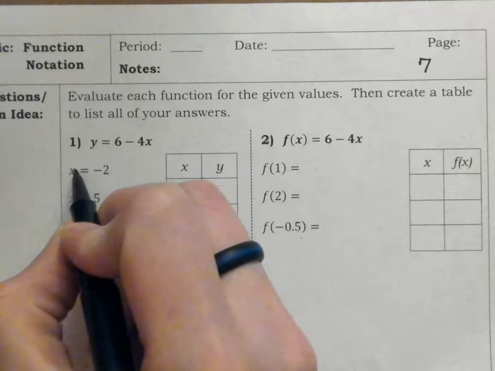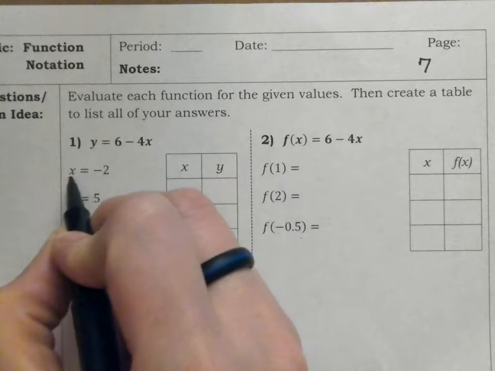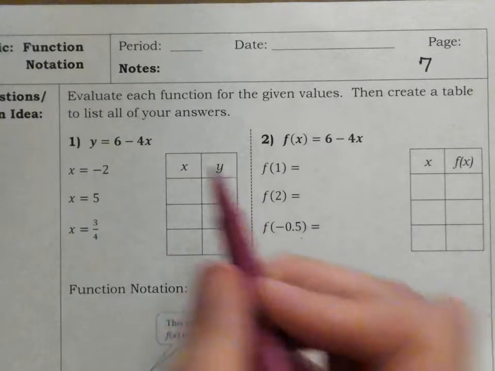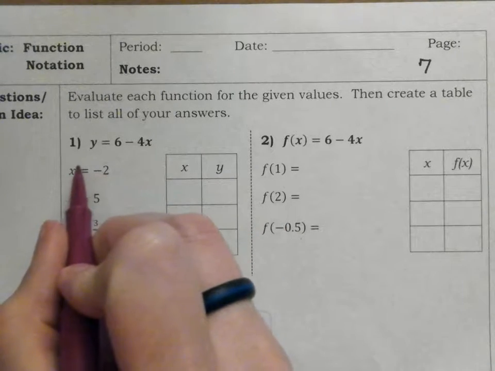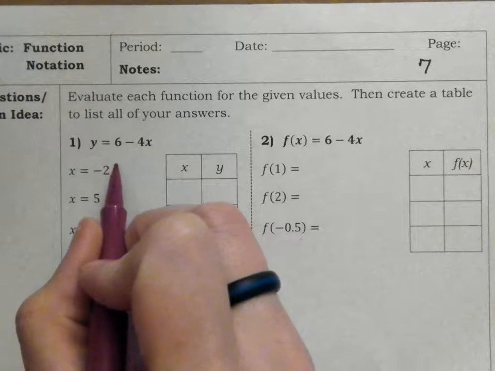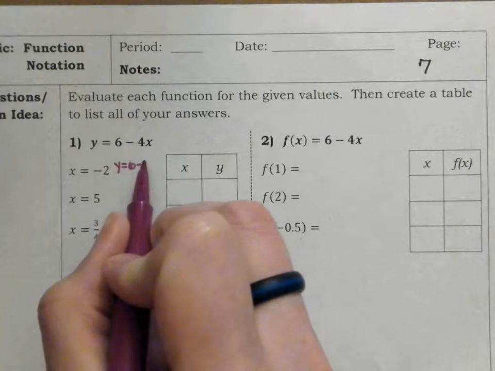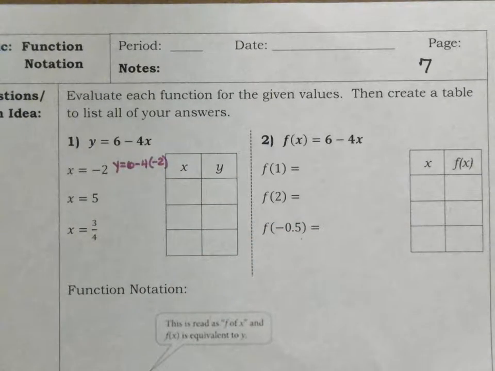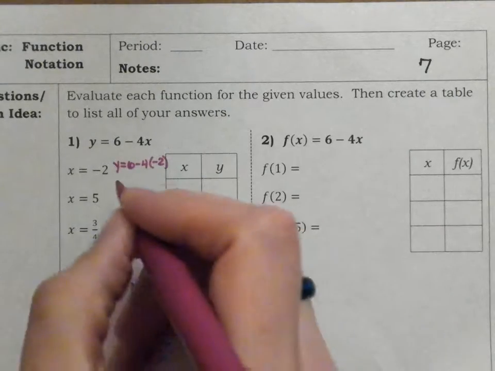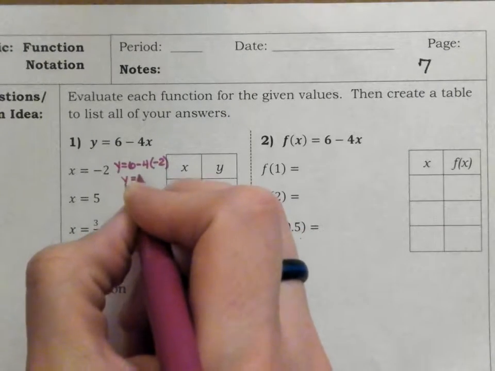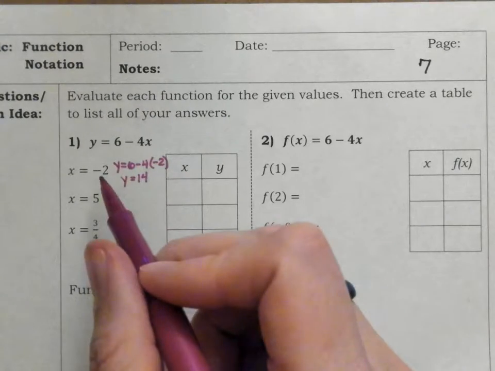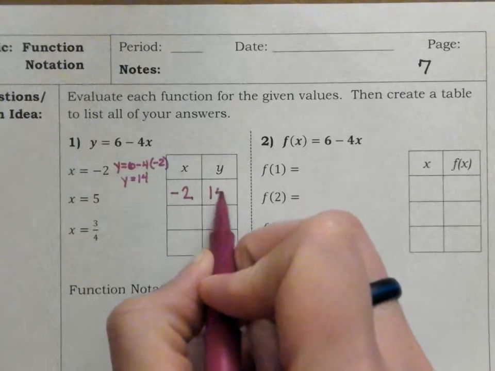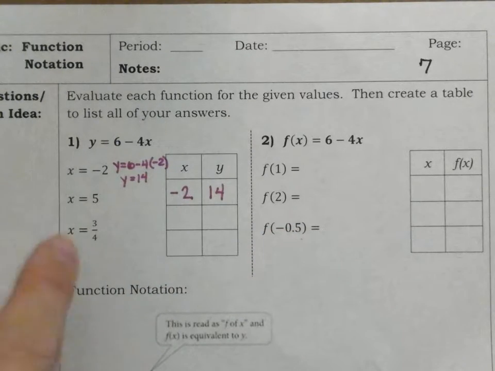So when we substitute, that means we're replacing the variable with the number given. So here I have y equals 6 minus 4x, and I'm going to replace the x with negative 2. So y equals 6 minus 4 times negative 2. And if I type that in the calculator, I just get 14. So that means y equals 14. So if I am making a table, x is negative 2 and y is 14. That's an ordered pair that is part of this equation.